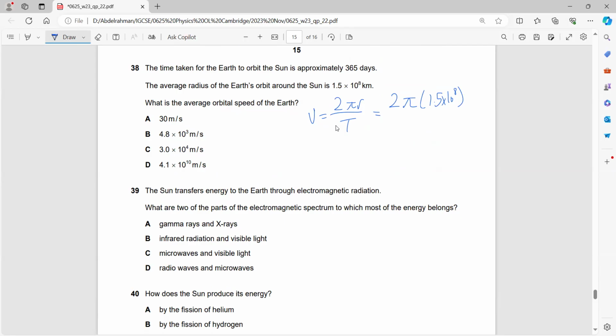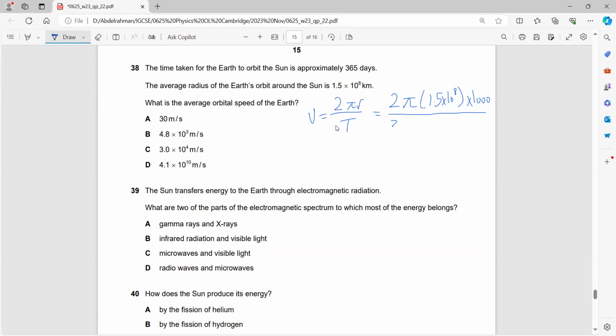Should I leave the radius in kilometers? No, in meters. In this question, you need to multiply it by 1,000. Why do you need to multiply by 1,000? Because the answer needs to be in meters per second. There are other questions in which you can leave it in kilometers because the answer could be in kilometers per hour. Other questions could be kilometers per day. But for this question, you need to be very specific: meters per second.